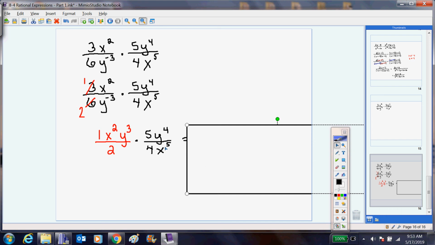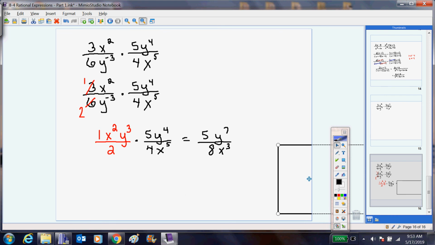How about the y's? All in the numerator, how many of them? 7 of them left in the numerator. So 1 times 5 is 5. 7 y's in the numerator. 5y to the 7th over x to the 3rd. And I didn't write down restrictions here.